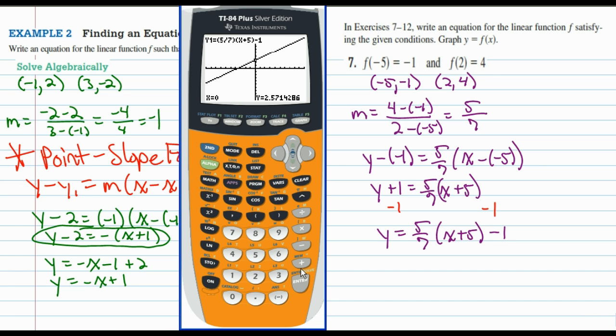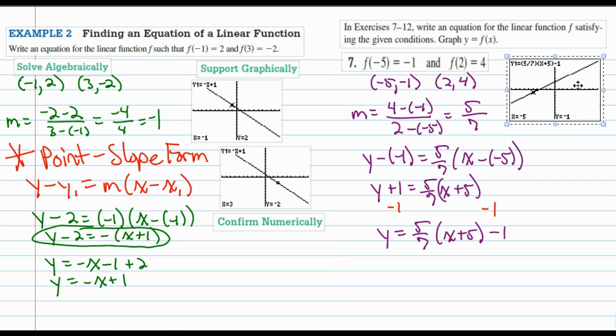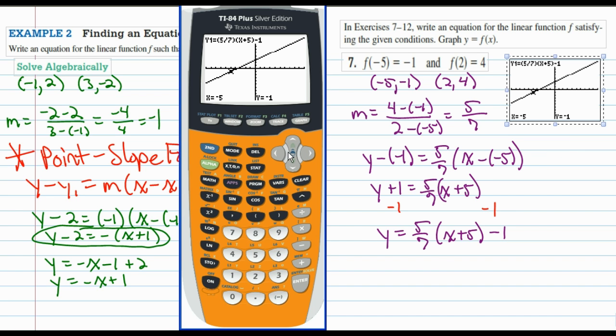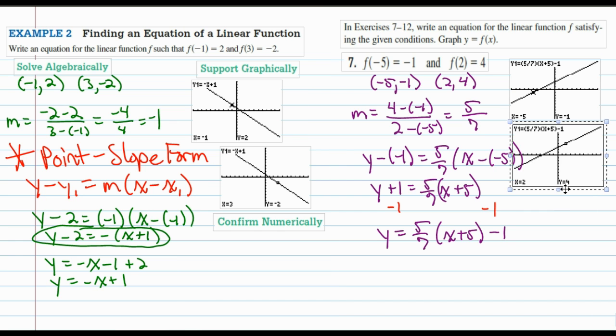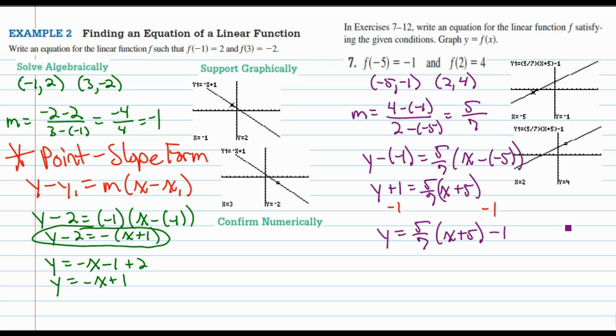Now I'm going to make sure that when I plug in -5, I get my output -1. There it is. And I'm also going to make sure that when I plug in 2, I get the output 4. So now graphically my slope is positive, which looks good. It's also a slope of 5/7, so it's not too steep. Graphically what I'm seeing makes sense to me, as well as I plugged in some numbers and numerically I did find the right equation for the line.